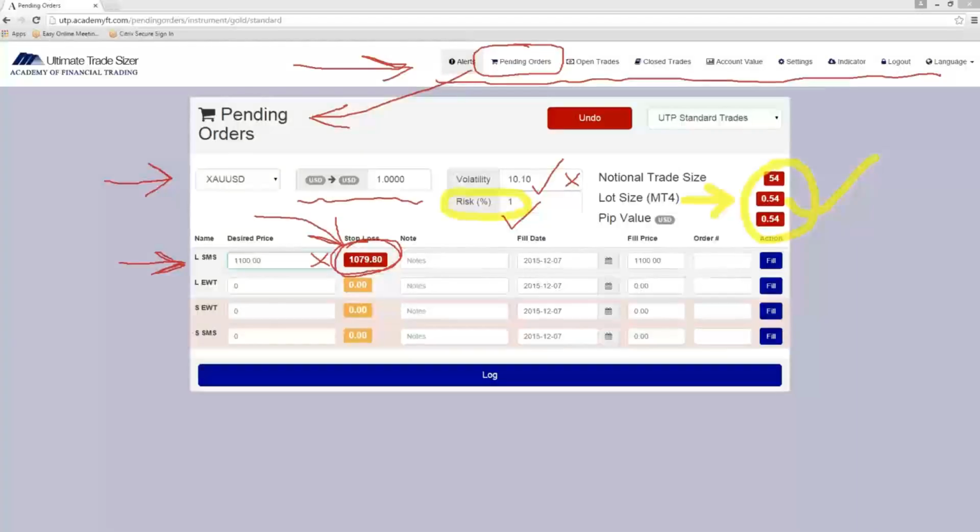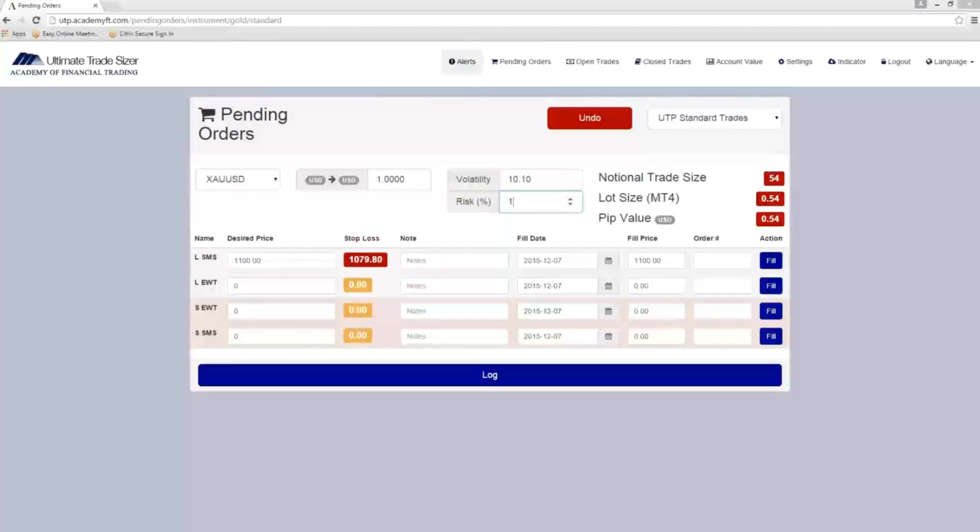You can set this risk percentage level at any rate that you want. Absolutely. If I want to drop it to 0.75, I can. If I want to increase it to 2, no problem at all. So you can do it any way at all. So Dieter, that's absolutely right. With 1% risk, at a lot size of 54 ounces, my stop loss is $1,079.80. I'm not going to risk any more than 1% of my total trading capital. That's what it's telling me.